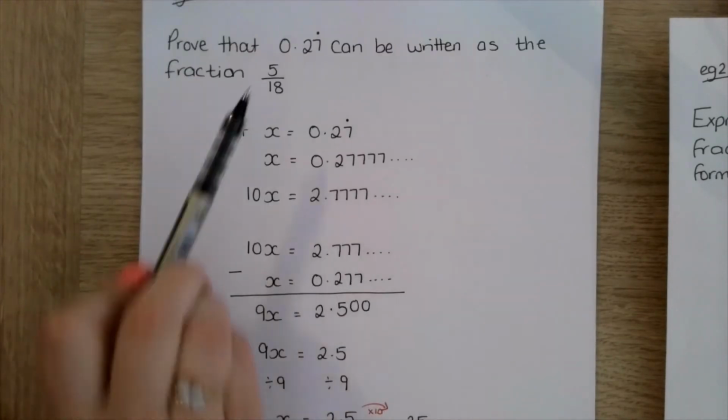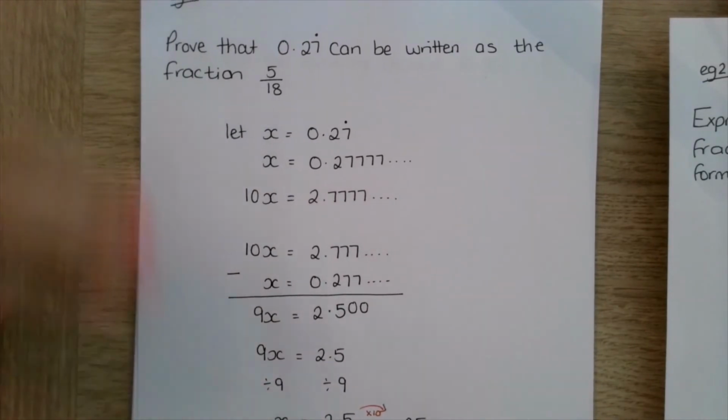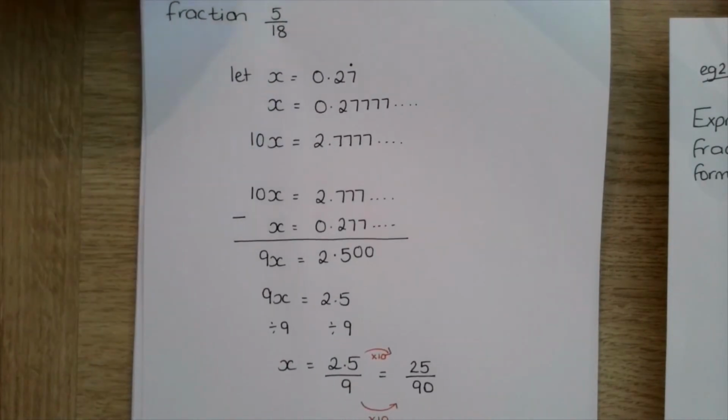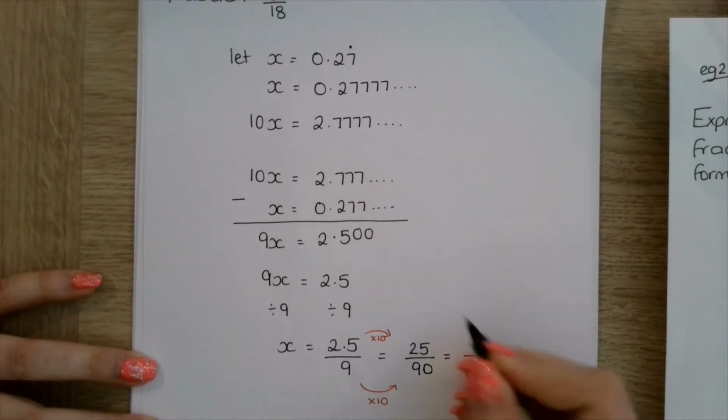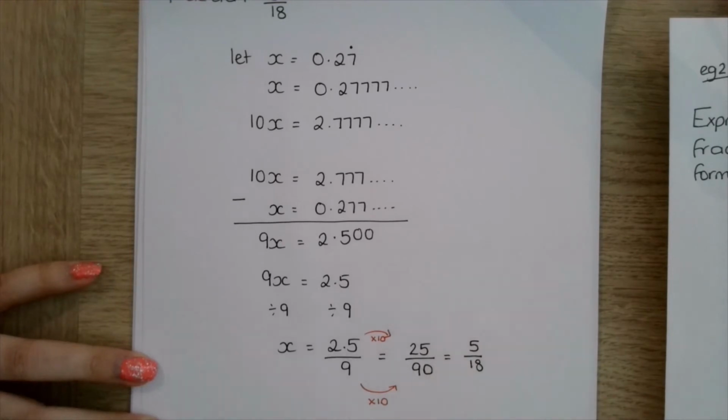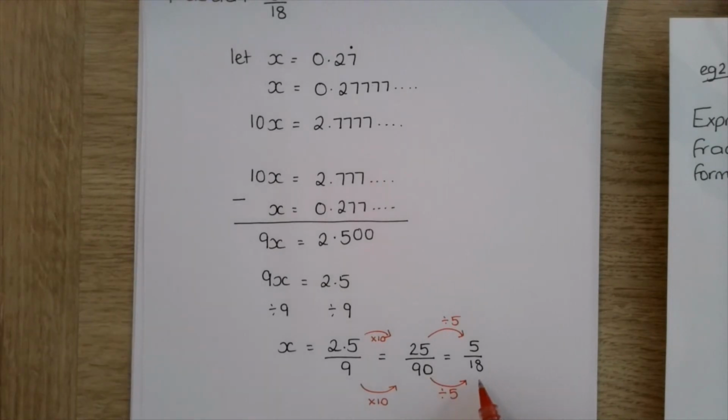I know I need to get to 5 over 18. Because it's a proof question, I need to show that I understand what I'm doing to get it to the 5 over 18. So I need to do 25 divided by 5 to get to the 5, and then I need to just check, does 90 divide by 5 to get 18? Yes, it does. So I must show that final step really clearly, that I'm dividing by 5 to get to that final answer that I've been given.